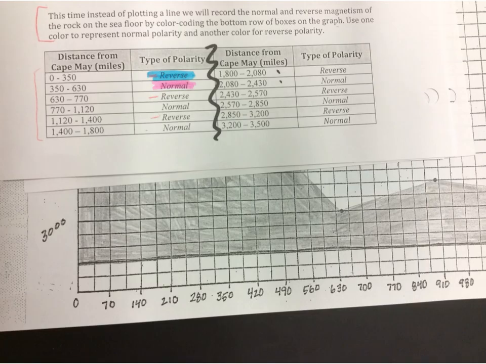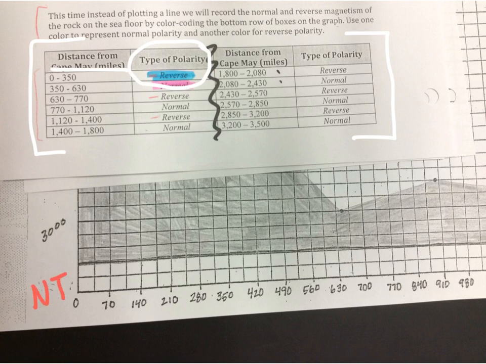So at this point you should be ready to plot your data. First thing we want to do is locate this section in our packet to make sure that we have the right data. And we're going to notice that we're recording two things in our rocks. We're recording the type of polarity and then the location. So we're looking at the distance here from Cape May, which is our New Jersey starting point. So the first one I want to record there is reverse.